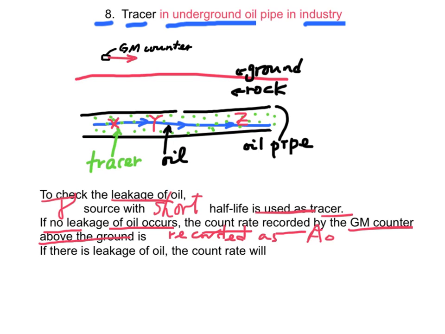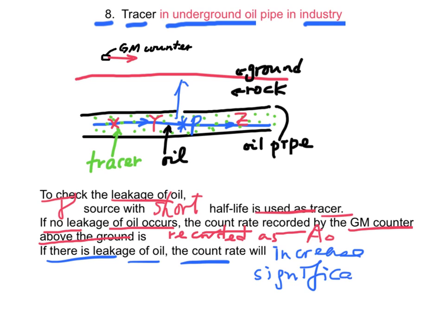If there is leakage of oil, such as at position P, the count rate will increase significantly. Therefore, the engineer knows which parts need to be replaced.